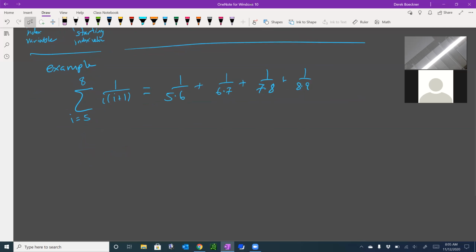Sometimes the index variable isn't I. I just makes a good index variable because I is the first letter of index, but sometimes it's n. So n equals 2 to 8. Again, let's go n squared. So that's 4 plus 9 plus 16 plus 25 plus 36 plus 49 plus 64. Just any questions on the notation stuff?